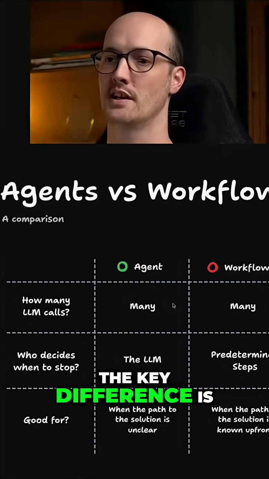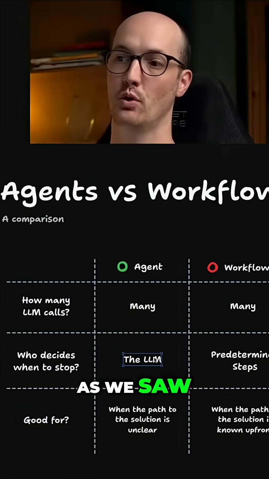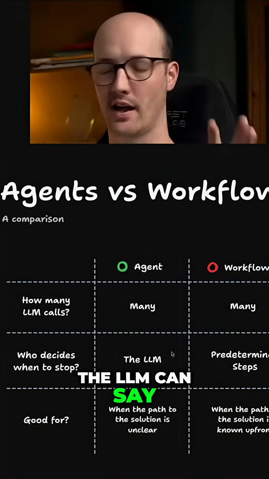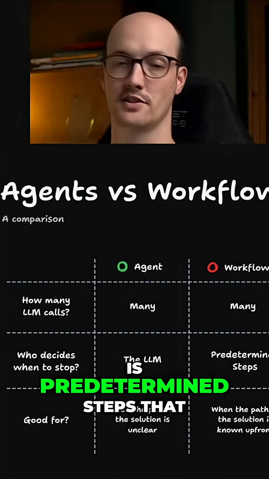To me, the key difference is who decides when to stop the program. With an agent, as we saw, it is the LLM, really. The LLM can say, okay, I've done the work, let's now stop. Whereas in a workflow, it is predetermined steps that are known up front.